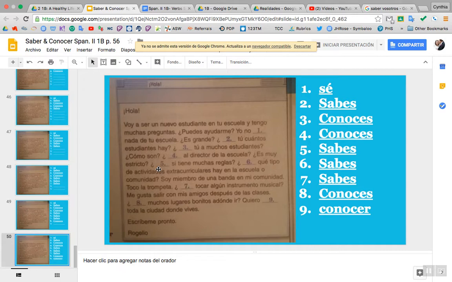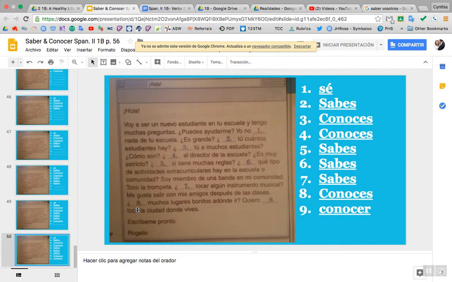Number 5, ¿sabe si tiene muchas reglas? Do you know if there's a lot of rules? That's a fact. Number 6, ¿sabes qué tipo de actividades extracurriculares hay en la escuela o comunidad? Do you know what kind of extracurricular activities there are at school and in the community? That's also a fact. Number 7, ¿sabes tocar algún instrumento? Do you know how to play an instrument? That's how to do something. That is saber. Number 8, ¿conoces muchos lugares bonitos a donde ir?